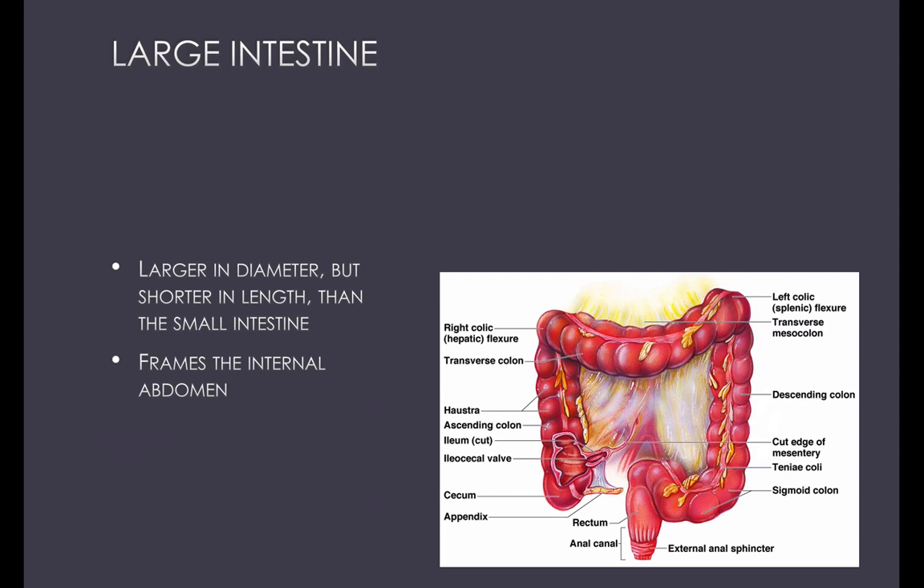Then after the small intestine, we get into the large intestine. The large intestine is larger in diameter, but it's much shorter in length. The small intestine is really long, but it's also really narrow. And then the large intestine is larger in diameter, but not as big in length. It also frames the internal abdomen.